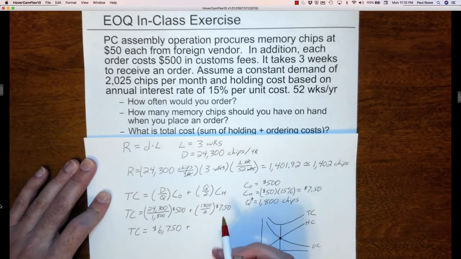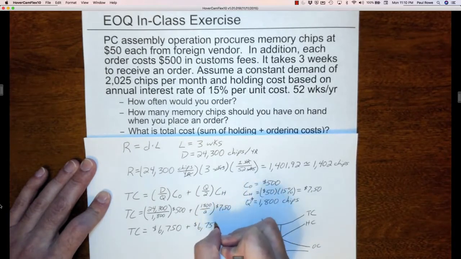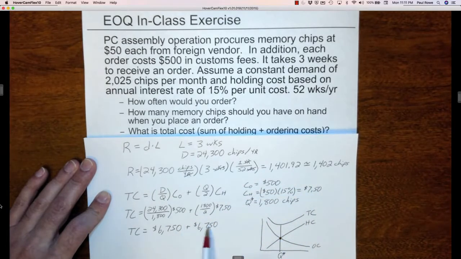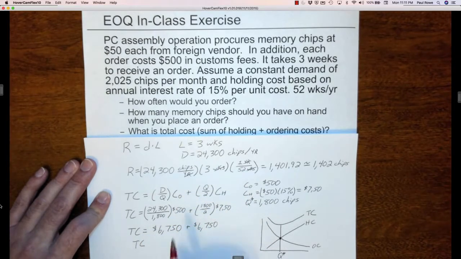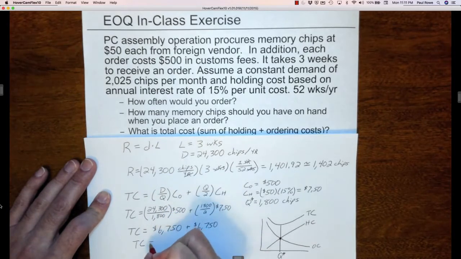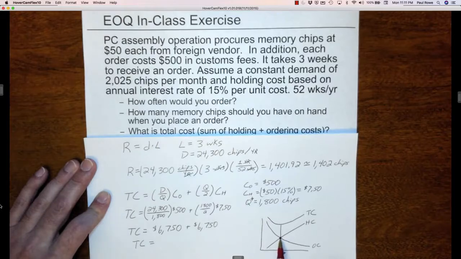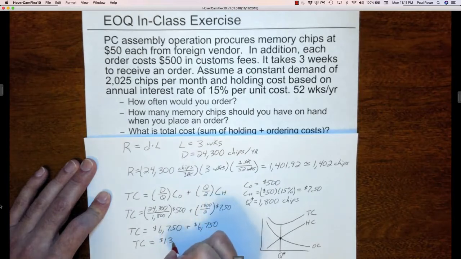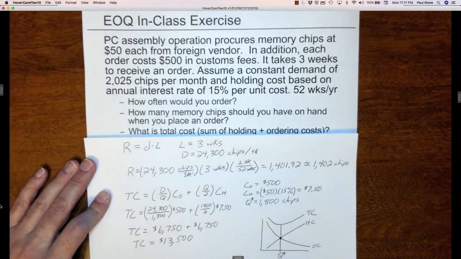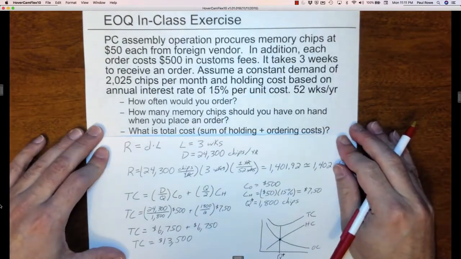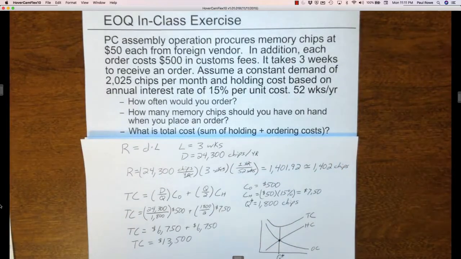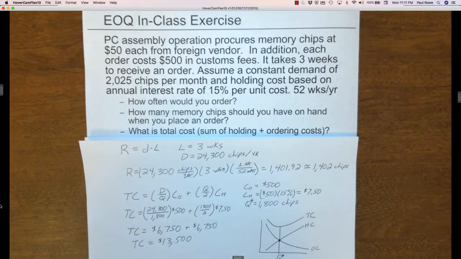So now I can do this calculation. I come up with 6,750. Since these two numbers are equal, it tells me I'm probably on the right track. If these two numbers were different, it probably means that you made a calculation error or possibly put in an incorrect value somewhere, because at the EOQ you should have these two values equal. So we have 13,500 for our total annual costs. Hopefully you did well on that. If you have any questions, please feel free to email me, and I'll be happy to answer any questions that you have on this.